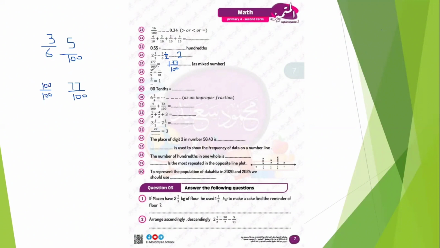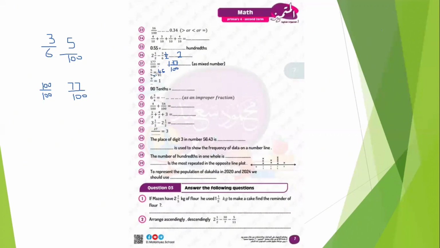28. 5 out of 9 equals what out of 81? These are called equivalent fractions. They are equal in value but different in numbers. 9 times what equals 81? 9 times 9. As I multiply the denominator by 9, I have to multiply the numerator also by 9. 9 times 5 equals 45.